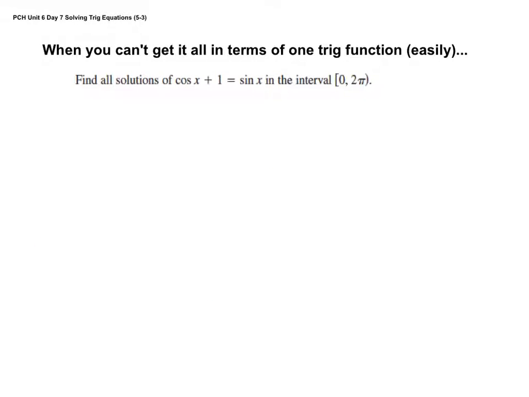Alright, here's one other case, when you can't get it all in terms of one trig function very easily. Notice, we know how cosine and sine are related. If we divide them, we've got a tangent. If we have them squared, then sine squared plus cosine squared is 1. The problem is here, neither of them are squared.